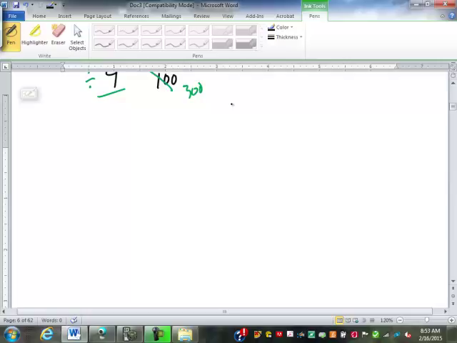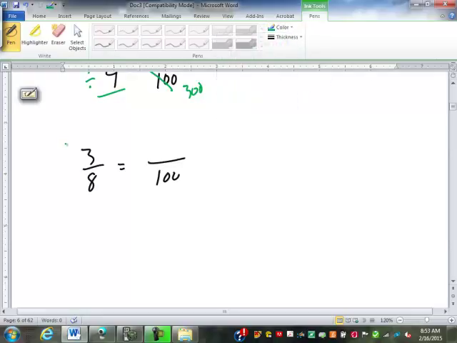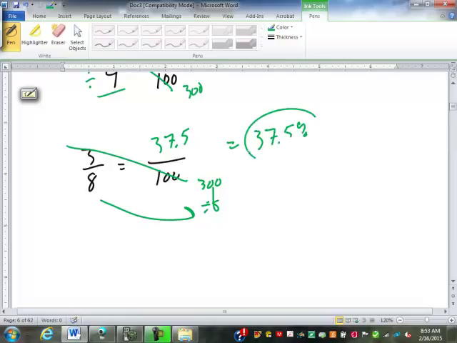Like we might have 3/8. Well, what's that out of 100? We cross multiply and divide. What are we going to multiply? 3 times 100 is 300. Divided by 8 is 37.5. So it's 37.5 out of 100, or 37.5%.